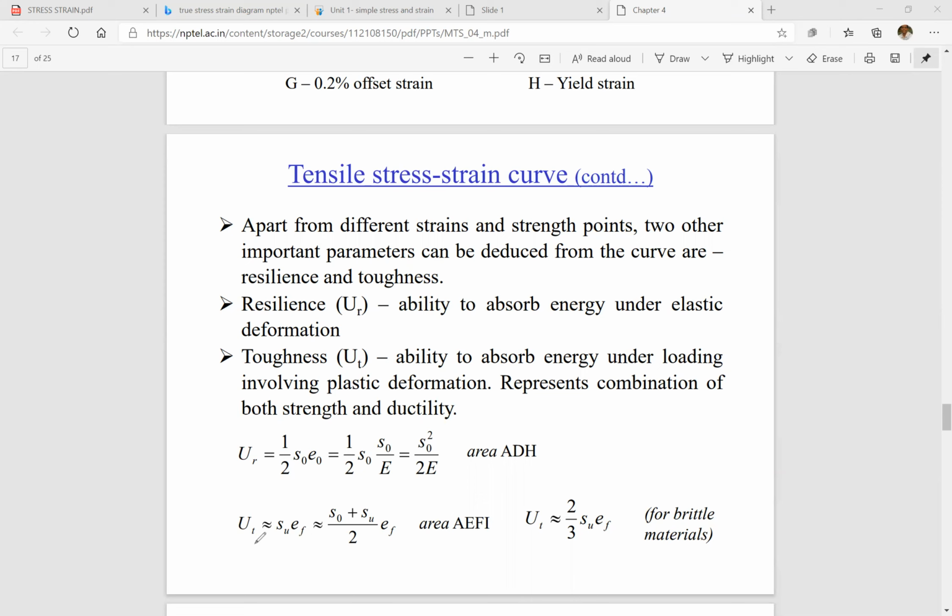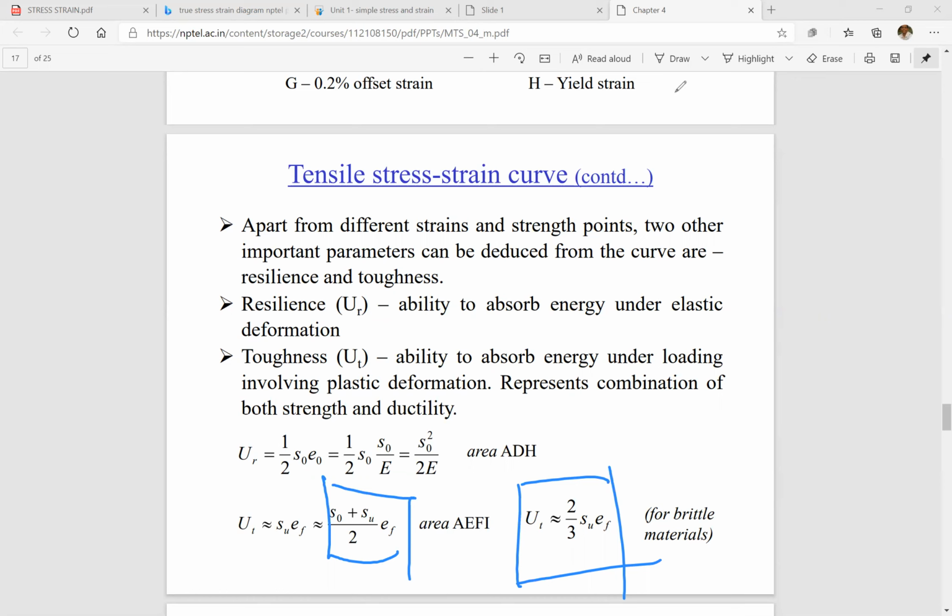Then there is toughness. What is toughness? Toughness is the total area under this curve, including the elastic and plastic deformations. That is SU and EF, equal to (S0 plus SU) by 2 into EF. This relationship is for the ductile material, and for the brittle material the toughness is 2/3 of SU and EF. SU means the ultimate stress, and EF is the final strain.